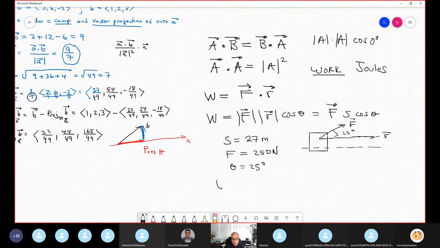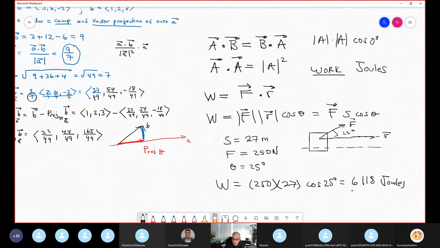Okay, now the work is the multiplication of 250, the force, by 27, the displacement or distance, times cosine 25 degrees. You put it in the calculator, of course, and the answer is 6118 joules. End of the story. Super easy problem, but my intention in doing this problem is to connect with physics. You see the application of the dot product.